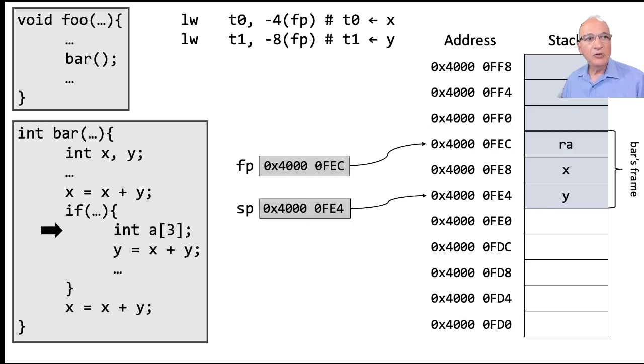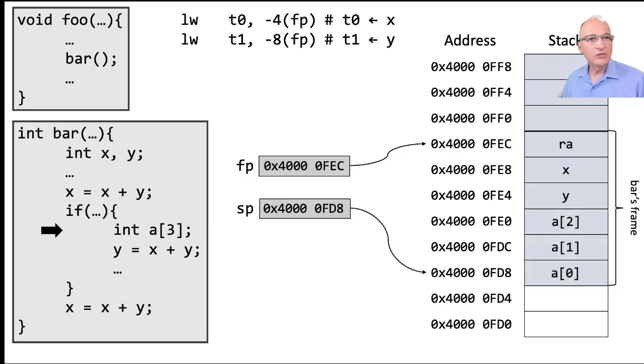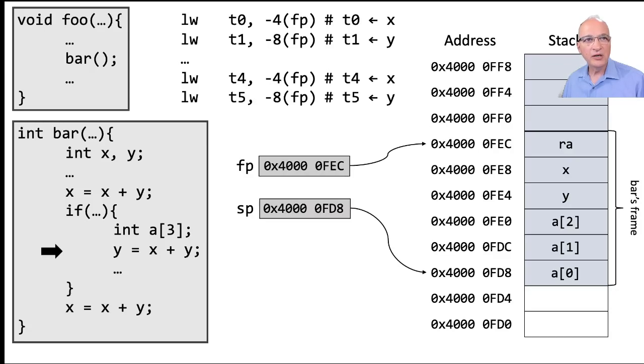I then allocate the array A into the stack, which will cause me to grow the stack. And when I get to generate the code for that second addition statement that's inside of the conditional, I again will access x with an offset of -4 and access y with an offset of -8. Note that the offset that I use to access x and y is the same as before. There has been no change.